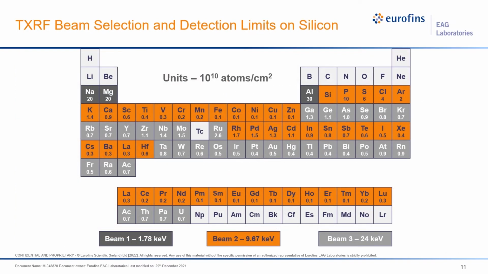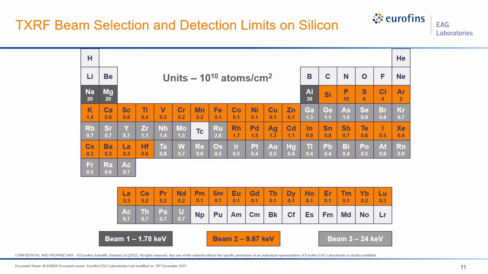So let's highlight what elements we can look at, as well as what the general detection limits are. So here's a color coordinated periodic table. The colors correspond to which beam, which energy, is used to analyze and quantify that element.